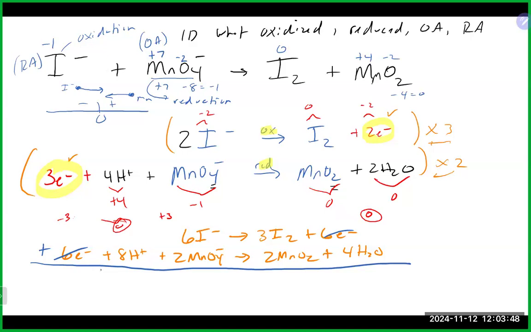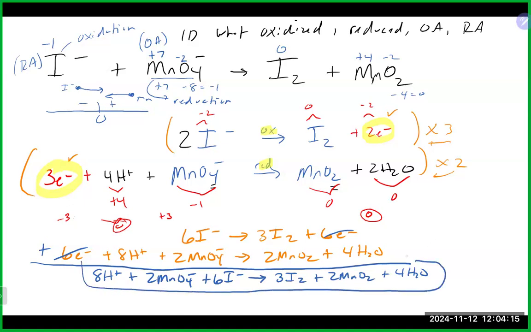We'll take a look here, and that looks like everybody that's going to cancel. So we'll carry down here 8 H pluses plus 2 MnO4 minus plus 6 I minus. Again, everybody on the left-hand side stays there. Everybody on the right-hand side stays on the right-hand side of the arrow. So 3 I2 plus 2 MnO2 and 4 waters in this case. Once again, this would be the balanced equation here in acidic conditions. Any questions up to there? You could check yourself. It should be properly balanced.